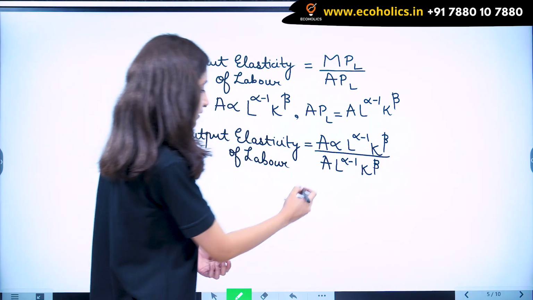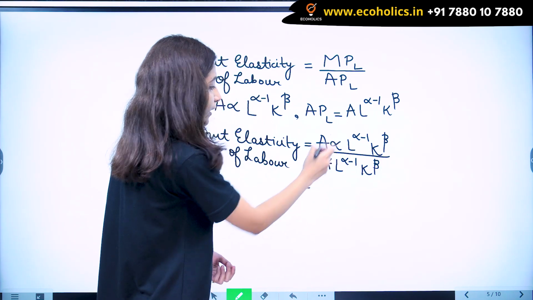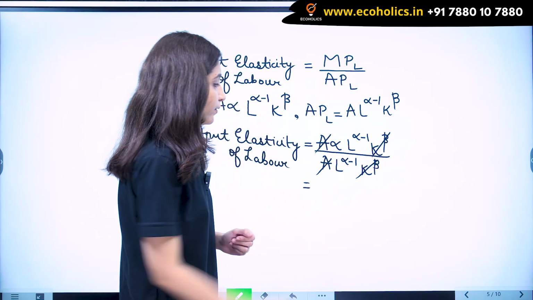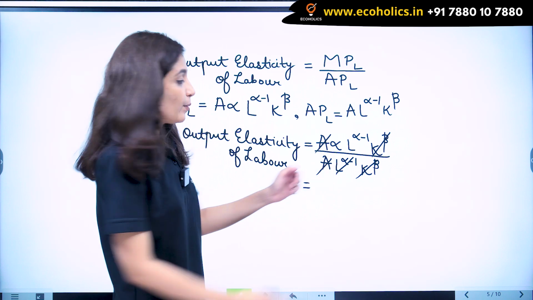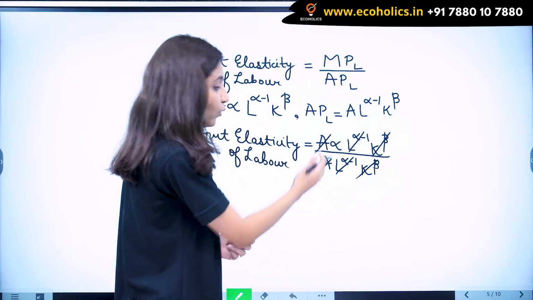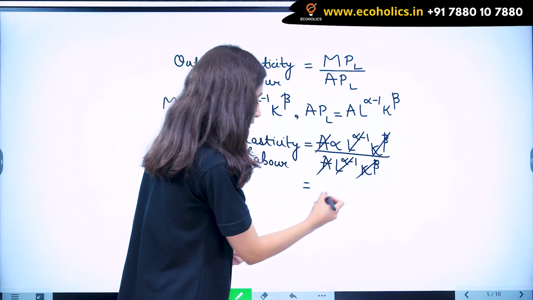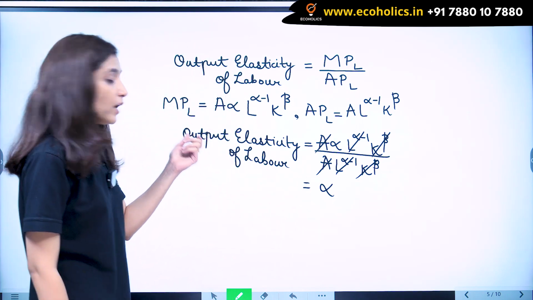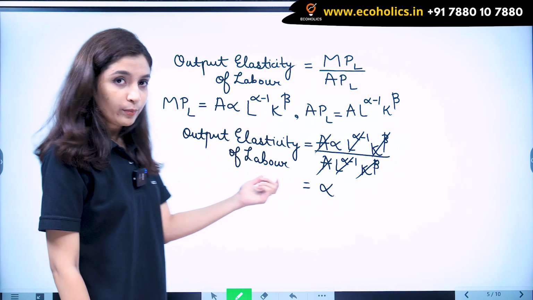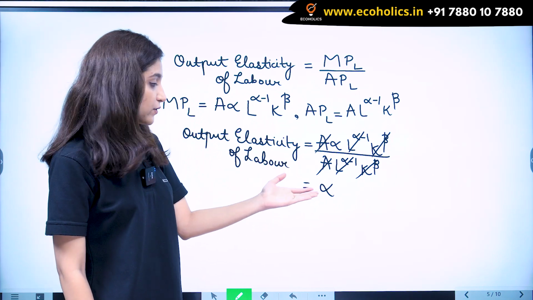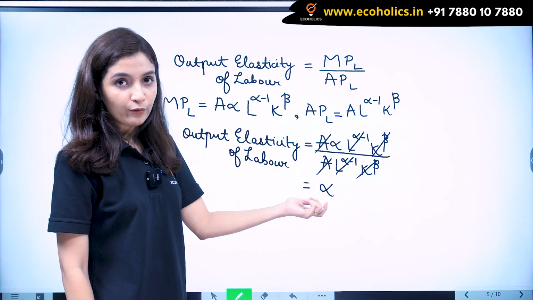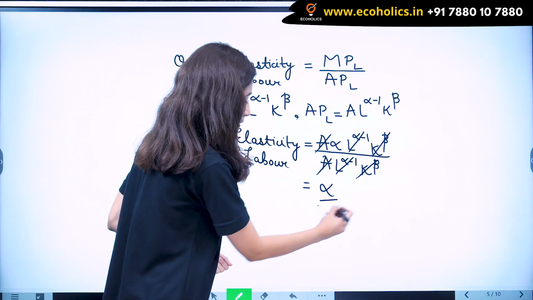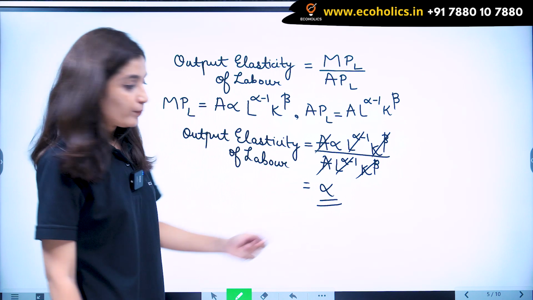Now, A gets cancelled, K raised to beta gets cancelled, L raised to alpha minus 1 also gets cancelled. What remains is only alpha. Therefore, our output elasticity of labor in case of Cobb-Douglas production function is equal to alpha, which is the exponent of our labor.